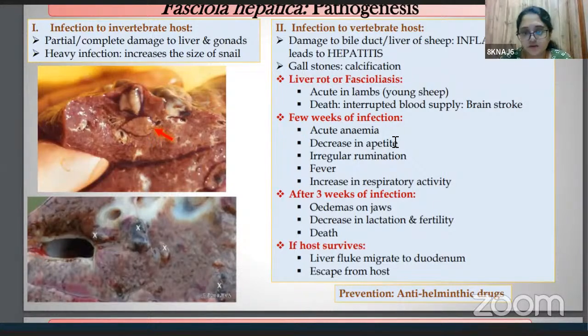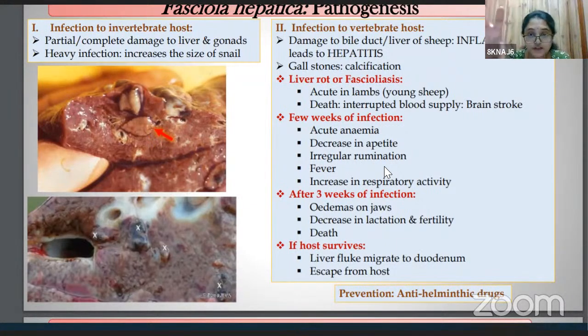And after a few weeks of infection itself, you see obstructive jaundice, acute anemia, irregular rumination, that is, it is not able to eat properly, and there is a fever and an increase in respiratory activity. And after 3 weeks of infection, you see edema, meaning inflammation or swelling. So there is edema in the jaws, then edema in the abdomen and loss of weight, the eye sockets become pale, the liver is enlarged, and finally the animal dies.